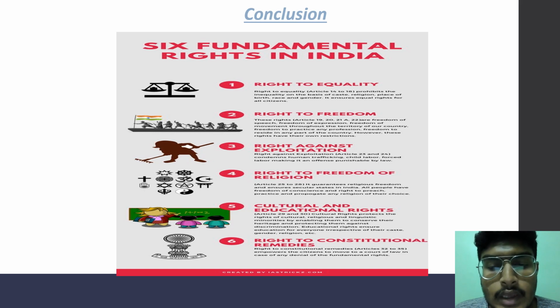Number 3, right against exploitation. Right against exploitation, Article 23 and 24. Human trafficking, child labor, and forced labor are made offenses punishable by law.